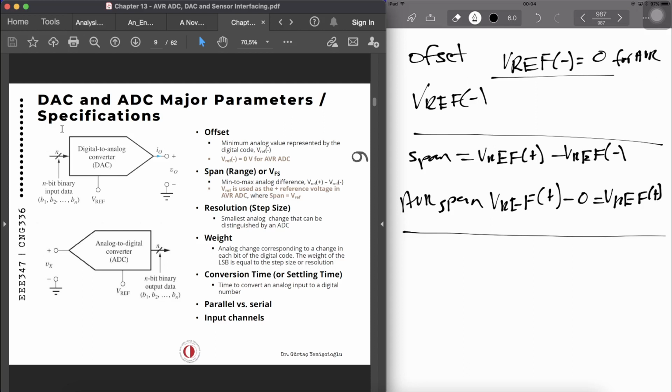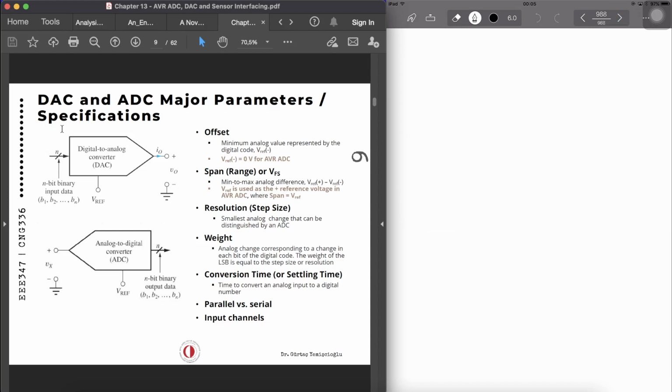So the ADCs have an n-bit resolution, where n can be 8, 10, 12, 16, depending on the component that you're using, or maybe the microcontroller that has specific ADCs in there. They can have different resolutions. So the higher the resolution, the ADC provides smaller step sizes, where step size is the smallest change that can be discerned by an ADC, as we already said.